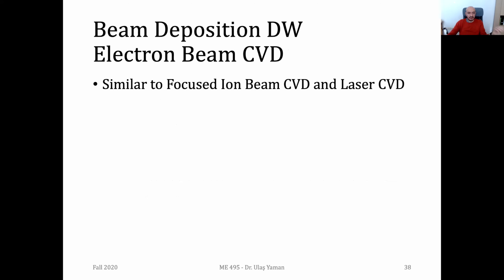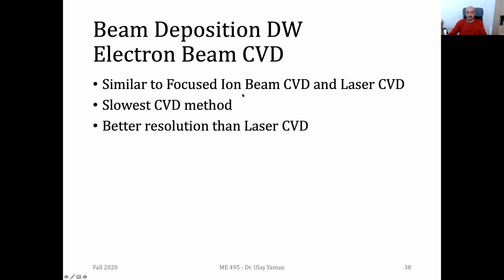And then we have the electron beam version of it. Again, the fundamentals are similar. This time, instead of using a laser beam or ion beam, we are using an electron beam. It's the slowest one in terms of the other beam types of CVDs. The resolution is higher than the laser type of chemical vapor deposition direct write technology.